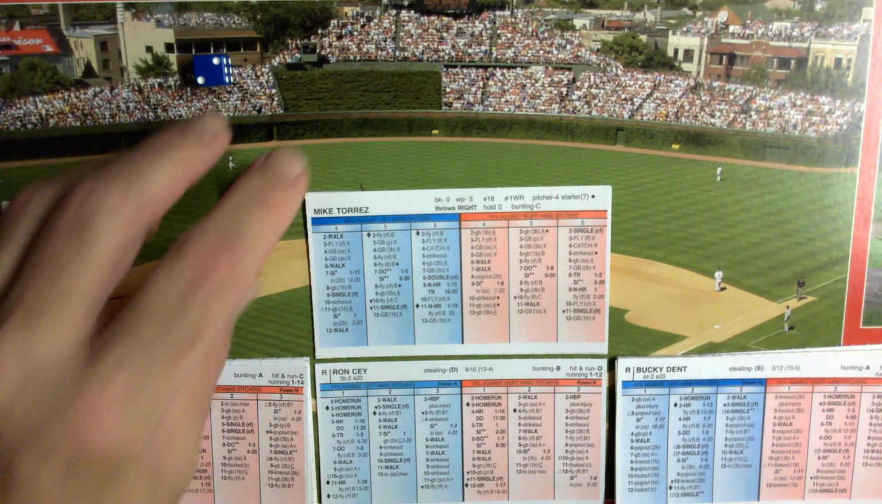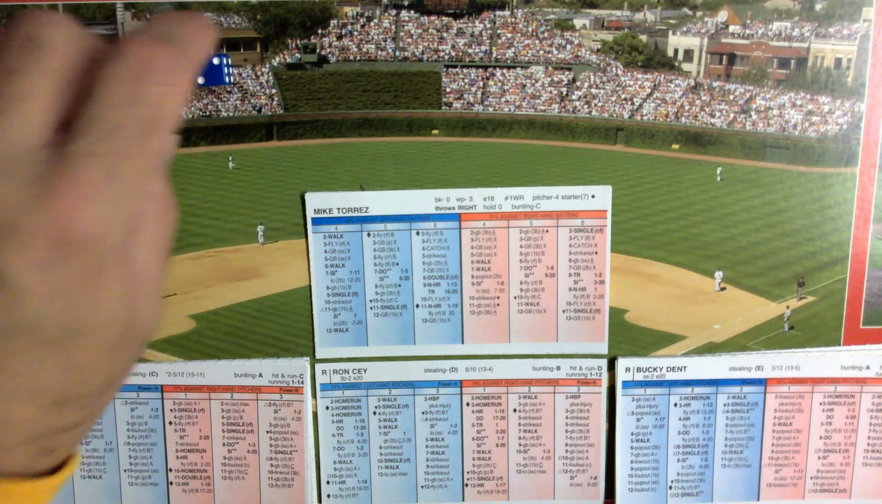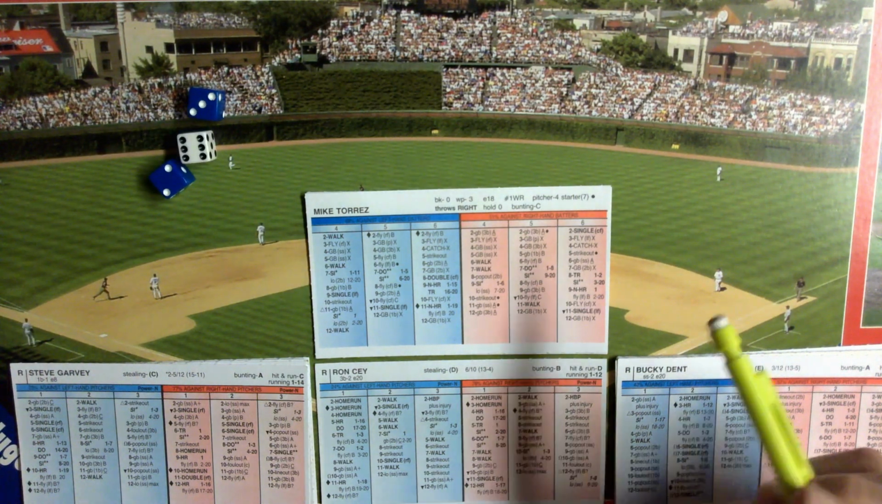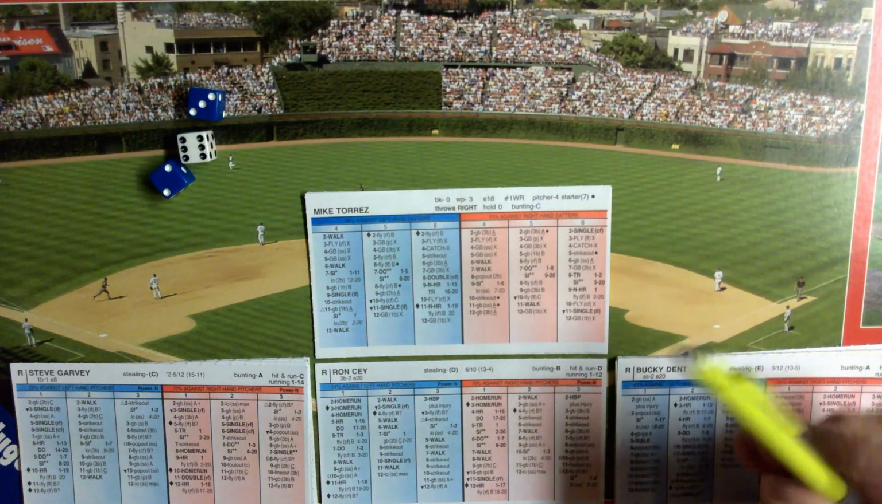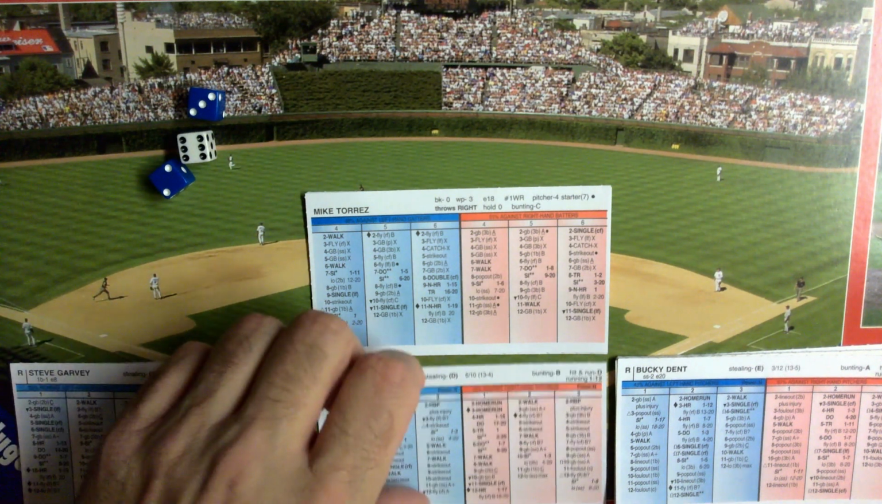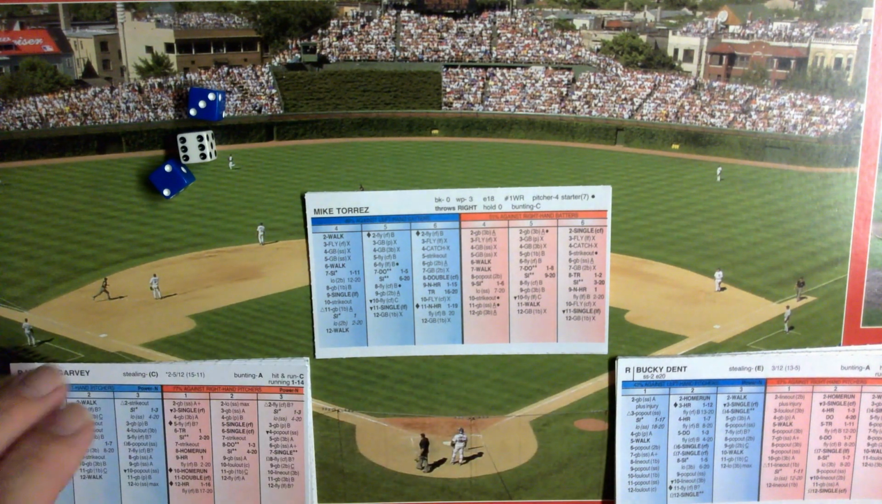Top of the third, Dodgers third baseman Ron Cey is up. Cey had a single in the first. That's a 6 and a 5 against a right-handed batter, and that is a strikeout. So second strikeout of the game for Torrez.